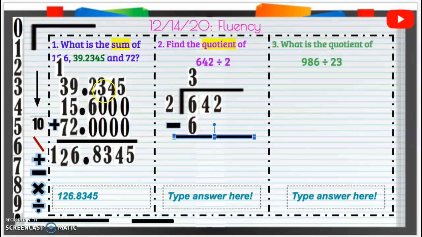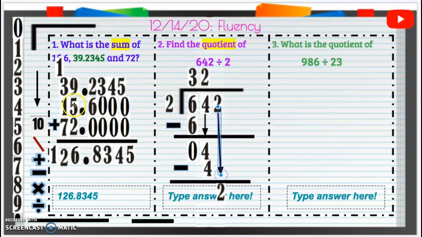Now, I have 6 minus 6, which is 0. Bring down that 4 because we did not use it yet. So this 4. How many times can 2 go into 4? It can go in 2 times. Woohoo! What is 2 times 2? That is 4. Now we're going to subtract. And we get 0, and then bring down that 2.